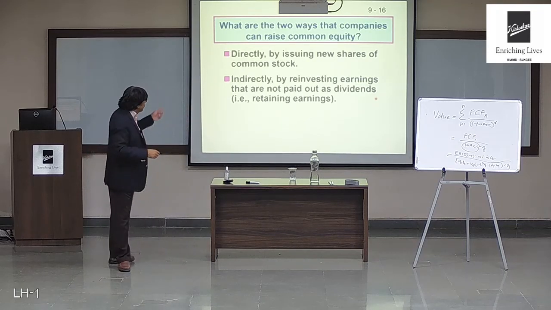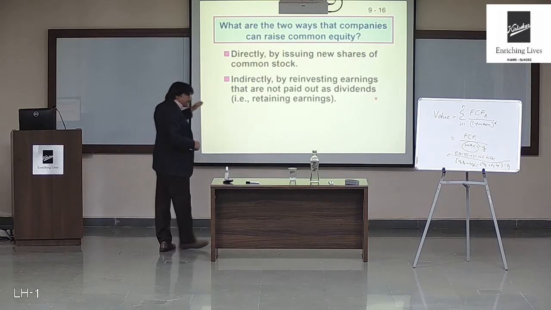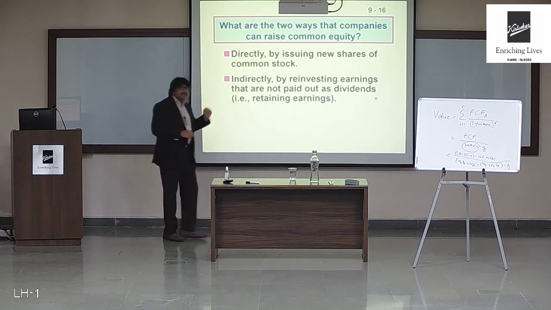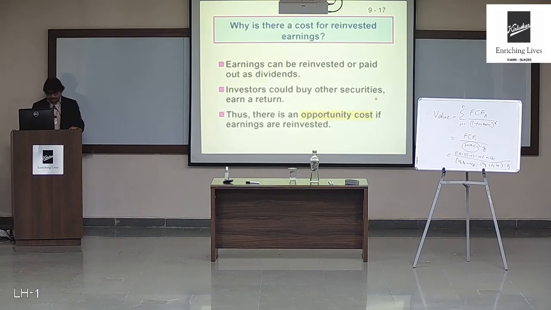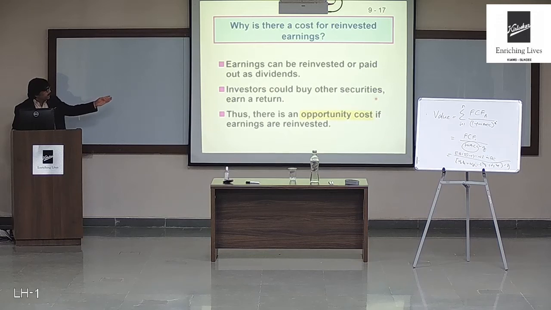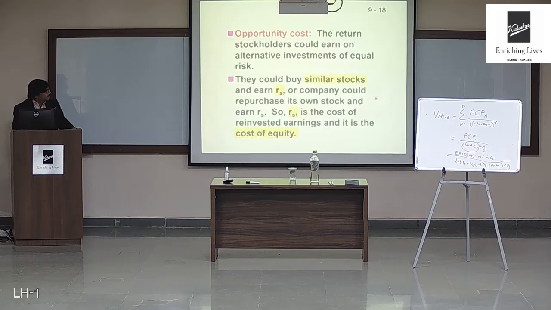Now these are the two ways. The part which is not paid as dividend is called retained earnings. And as I said, if instead of dividends the entire money is given back to them, they can invest that money in some other opportunities, and therefore it is also called the opportunity cost. The cost of equity is generally denoted by RE or RS.